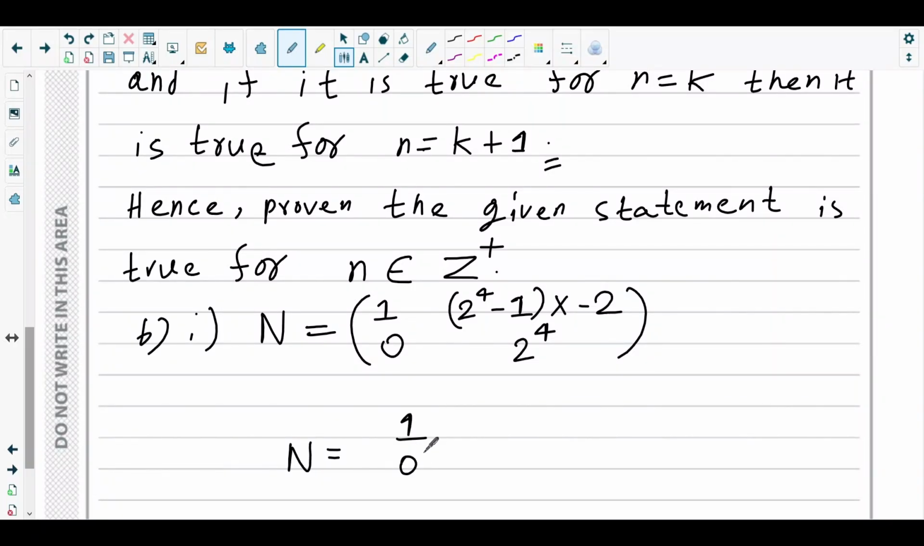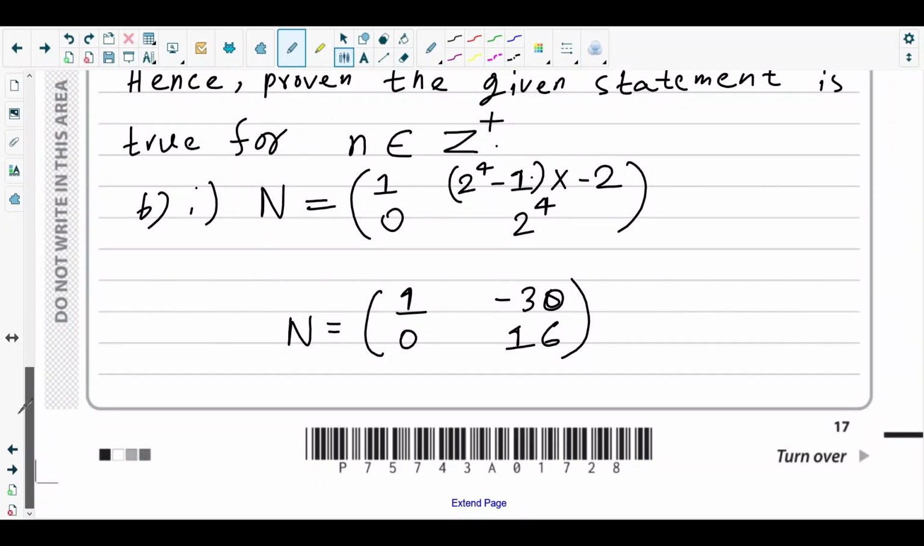So 1, 0, 2 to the power 4 is 16, 16 minus 1 is 15, so 15 times -2 is -30, and 2 to the power 4 is basically 16. So matrix N is basically 1, -30, 0, 16. So here A is 1, B is -30, C is 0, and D equals 16.